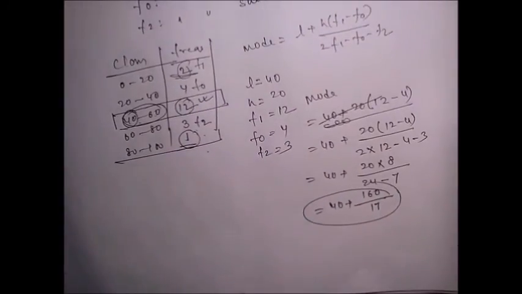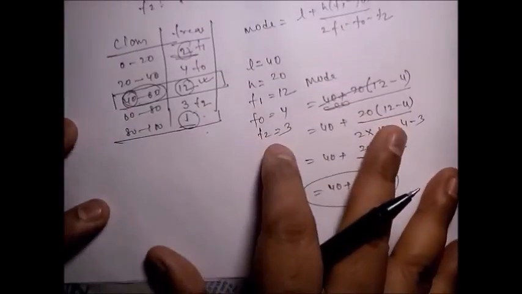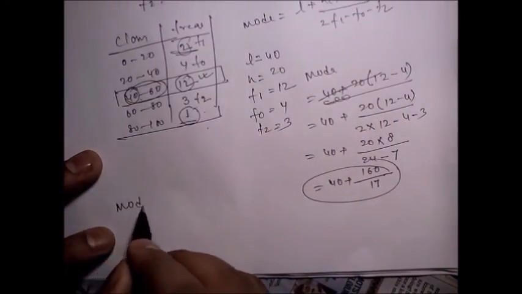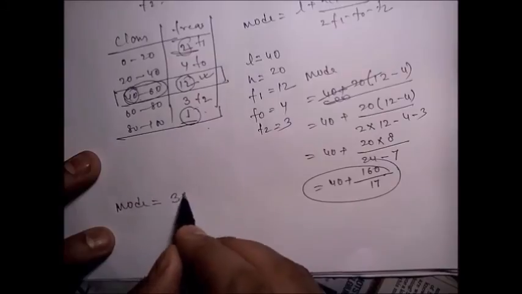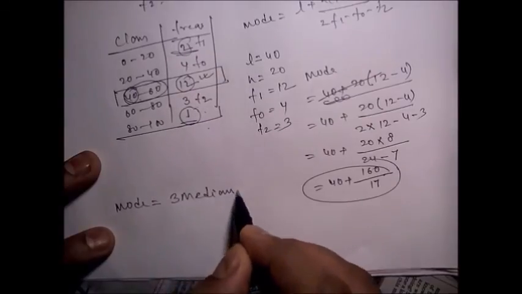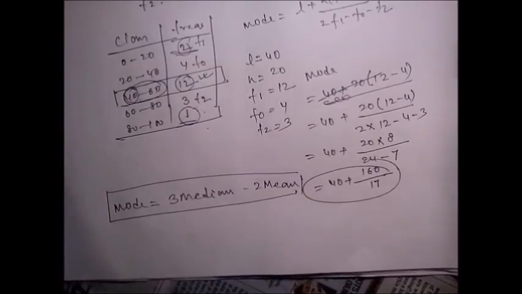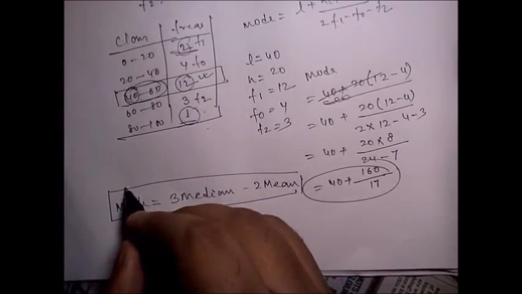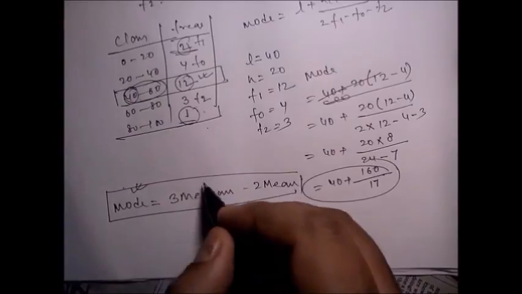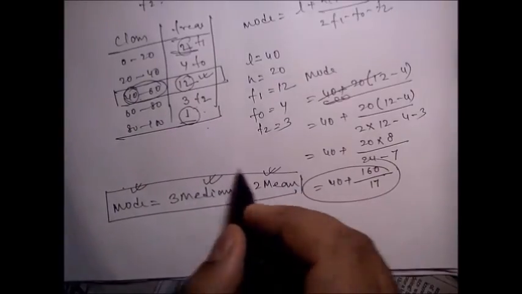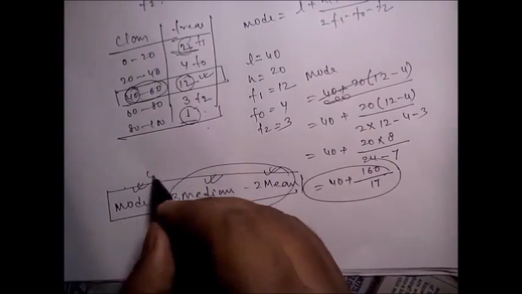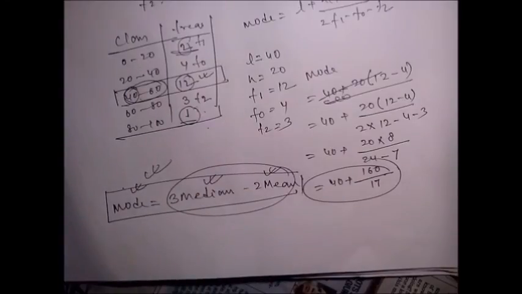So in this situation, there is one formula we can use. The formula is very popular: mode is equal to 3 median minus 2 mean. So if you are not directly calculating the mode, you just calculate the median and mean, and from the median and mean we can get the mode value. But we may use this formula only if the data distribution is symmetric.